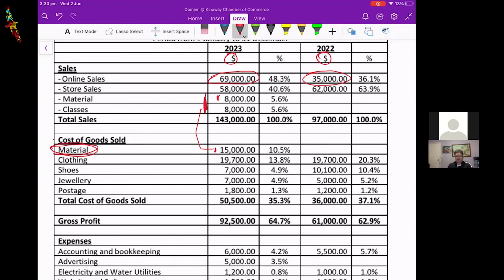I would hope that Mary, as ABC Company, is not selling $15,000 worth of material at a sale price worth $8,000. That would definitely be going backwards. I would expect Mary would know exactly what she should be selling at. So why is the material cost higher than the material sales?